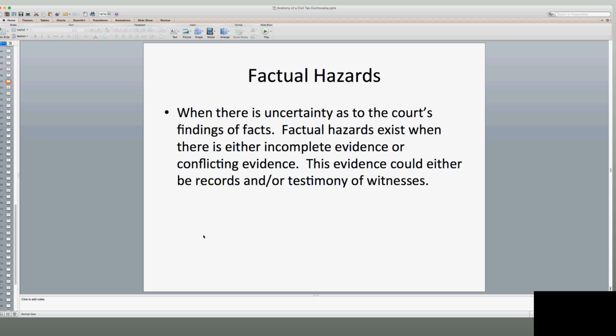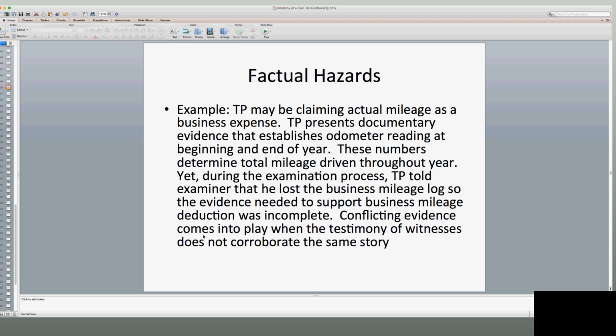Factual hazards exist when there is uncertainty as to the court's findings of fact. Factual hazards exist when there is either incomplete evidence or conflicting evidence. This evidence could be records or testimony of witnesses.